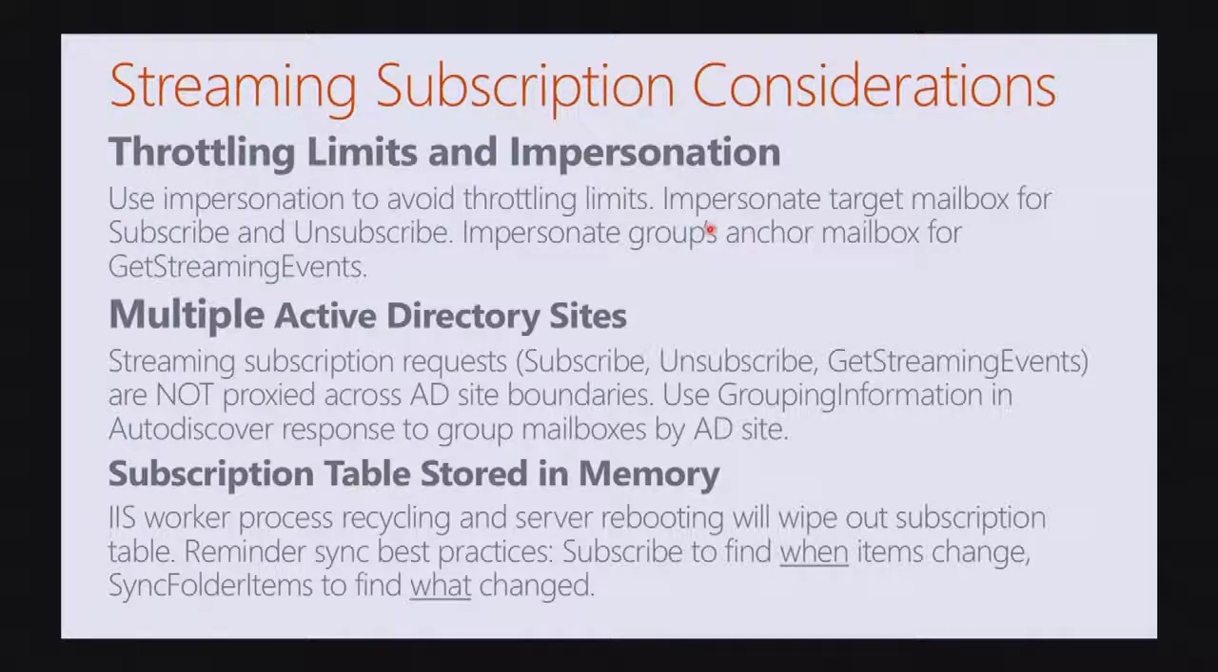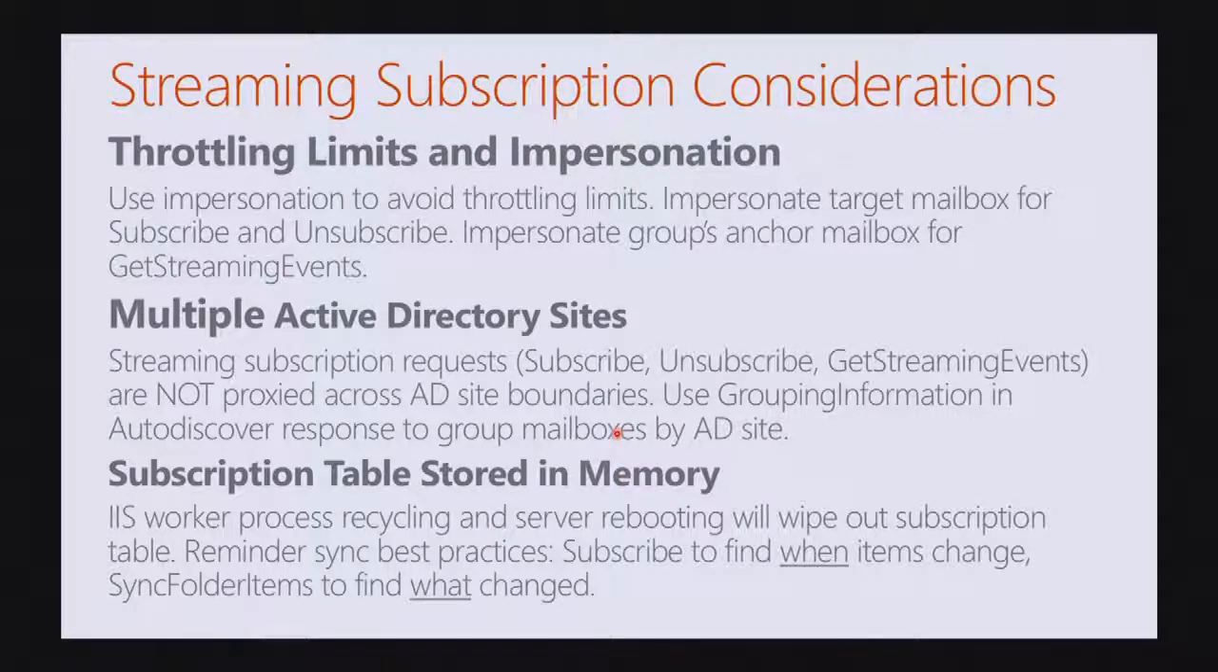You'll get an error back that says proxy request not allowed. I'll show you what that looks like in that case. So be cognizant of that. The way to avoid it is to use this grouping information. If you have a mailbox move and you get one of these requests, you simply go back and perform autodiscover for the target mailbox that you got the error about, and you find out from the grouping information what AD site they moved to. It's usually one that you already know about. It's just a matter of taking that subscription or that target mailbox and moving it to a different group and moving forward with that in the other group.